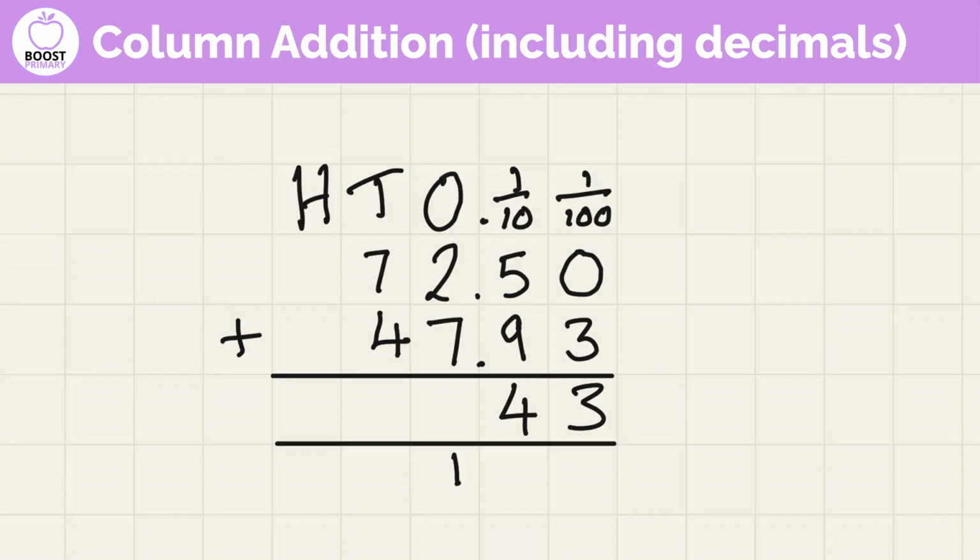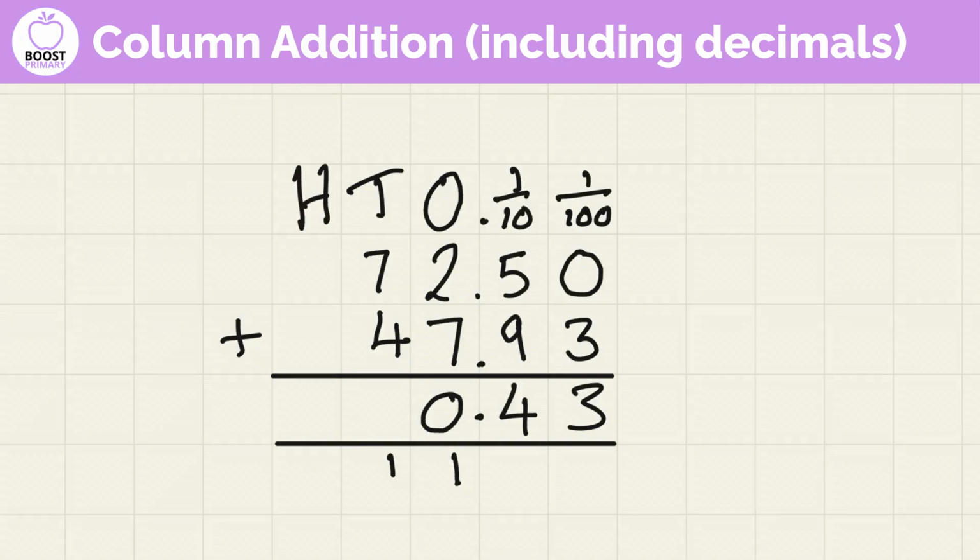Before I move on to the ones column, I'm going to put my decimal point in the answer. Okay, next on to the ones column. 2 ones, add 7 ones, add an extra 1, equals 10 ones altogether. So I'm going to exchange those 10 ones for a 10. And I haven't got any ones left, so I'm going to put a 0 in the ones column.